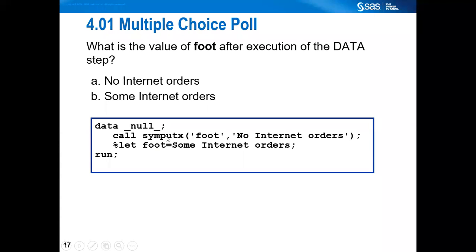All right. So with these two statements which are creating macro variable, at the end of your data step, the question is what will be your foot value? Will it be no internet orders or some internet orders? Now, if you know what a compilation phase is and execution phase, accordingly answer this question. I think we'll go for call symput value because the question is after the execution of data step. Okay. So what would be the value for foot? No internet orders. Okay. Others?